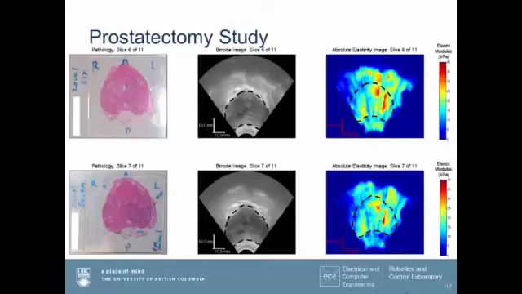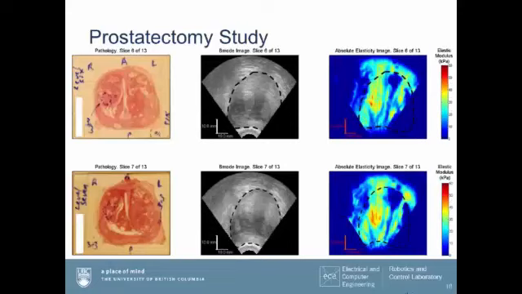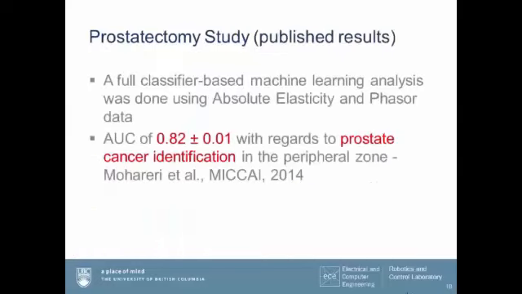This is 1 patient, 2 different slides. On the far left is the pathology slice, middle is B mode, right is our elasticity image. And you can see just visually there are correlations between the places identified as positively cancerous and our stiffness maps. This is another example for different patients, but again, 2 different slices.